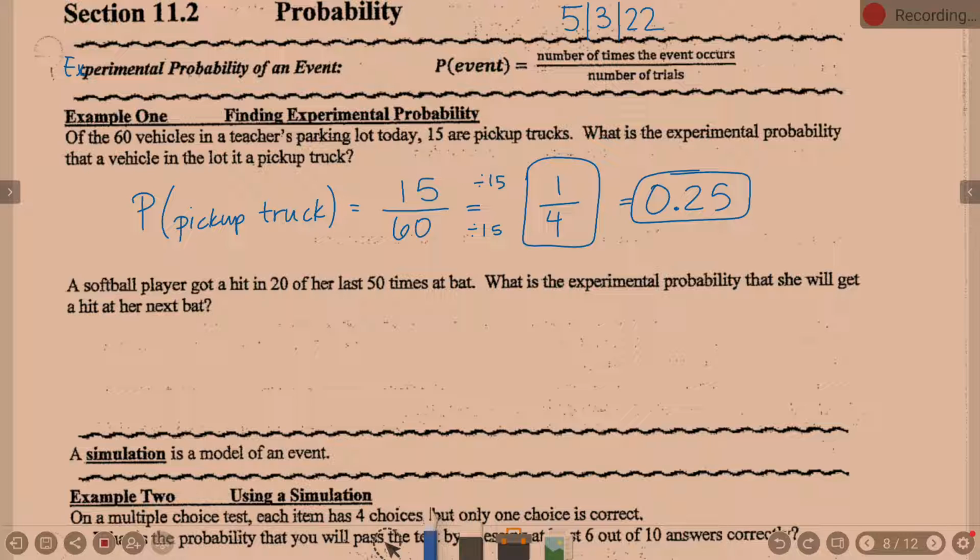Now, sometimes you have to find your numbers. They don't always just give you the two numbers. Maybe you have to add something together or subtract something. So you do have to read the problem. Don't just say, oh, smaller over bigger. That's not always going to work.